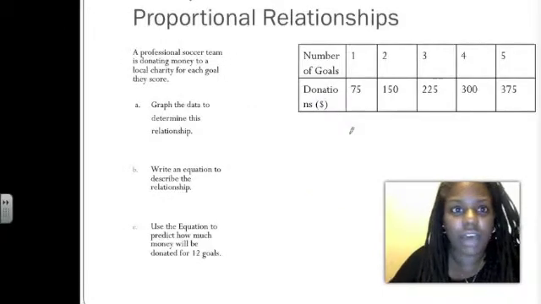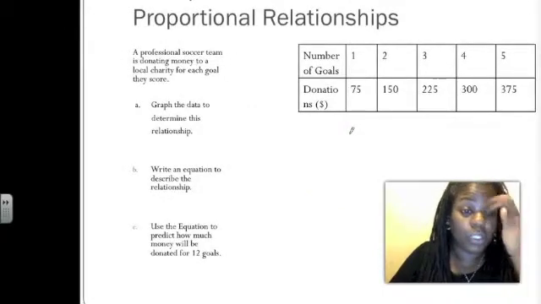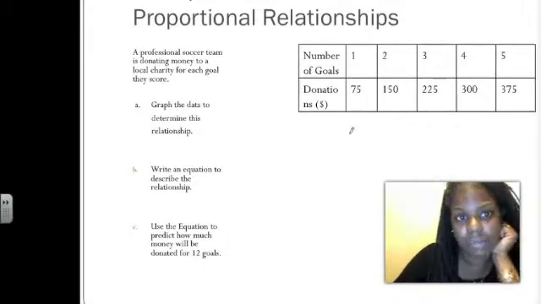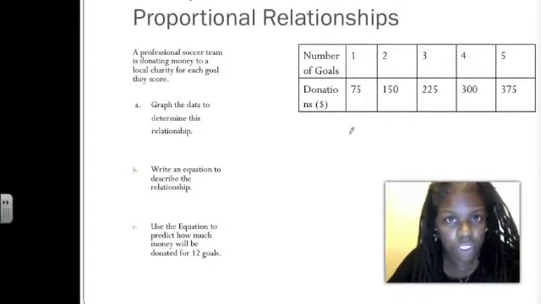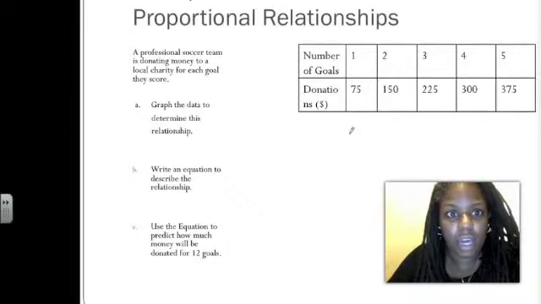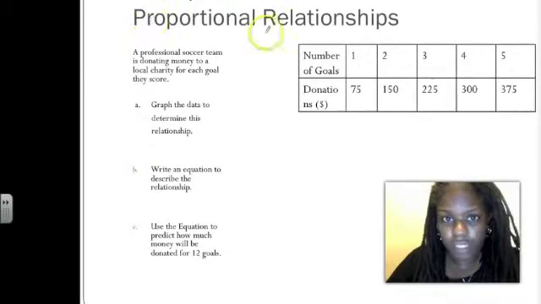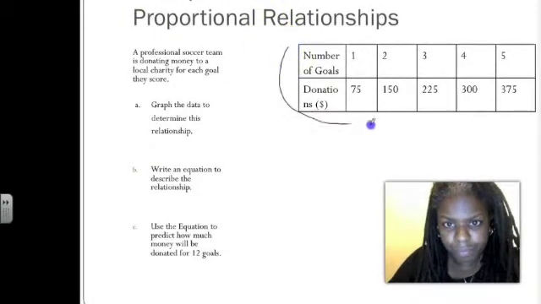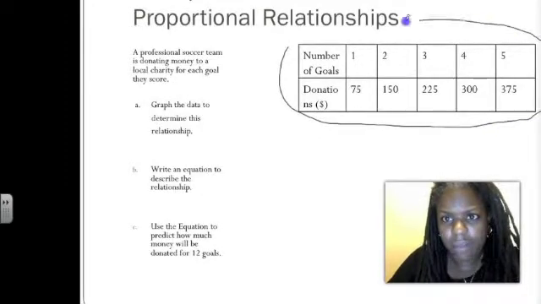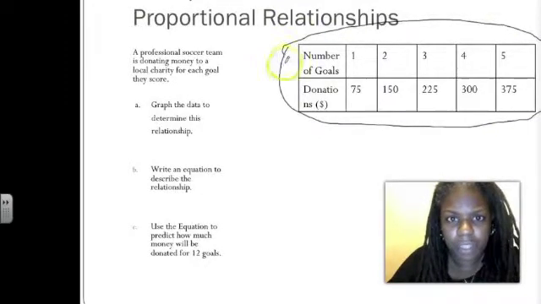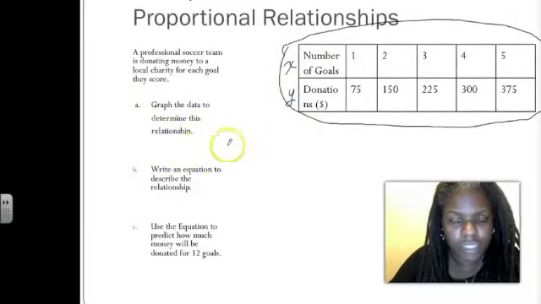Let's take a look at the first example, proportional relationships. Here we have a soccer team that's donating money to a local charity for each goal that they score. If we look at this chart here, we can see that we have a relationship that makes logical sense. It looks like for each goal, they donate $75. As we observe that, we're going to try to answer the following questions.